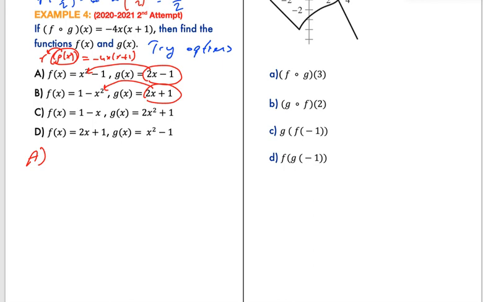F of g of x is x squared, which becomes 2x minus 1 squared minus 1. So let's expand this. Use expansion rule. Square of the first one minus 2 times first one times second one plus second one squared and minus 1 finally. They will cancel each other. 4x squared minus 4x remains, which is false. We have negative 4x squared minus 4 here. Try option B. A is false.